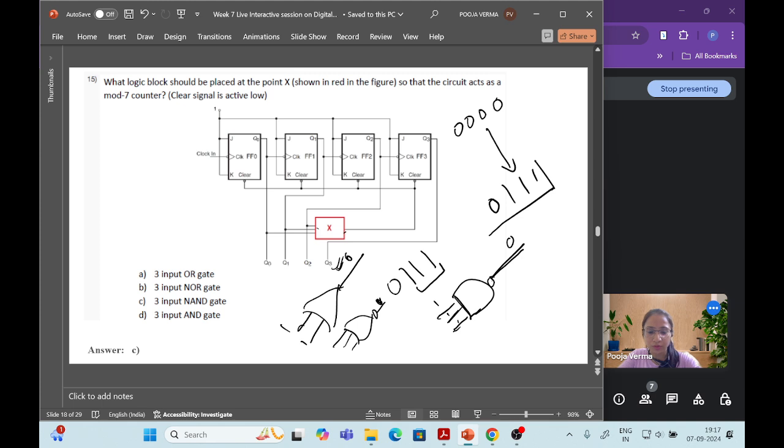because the Q3 has not been connected. Q3 is the other output, and Q0, Q1, Q2 is connected to any of the gates. So they are asking which gate will be suitable here, so that after this it will clear. So that circuit will act as a mod 7 counter. Okay. So option C is the correct answer.